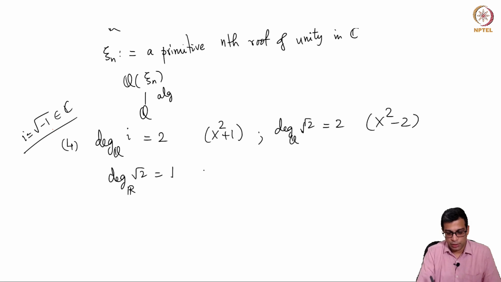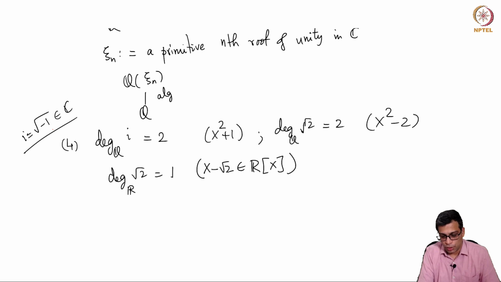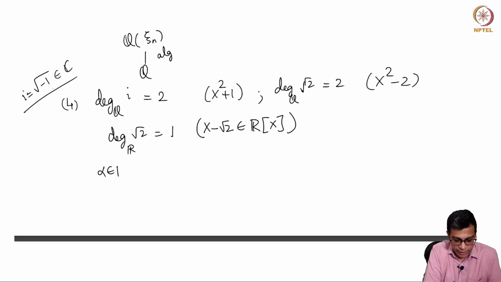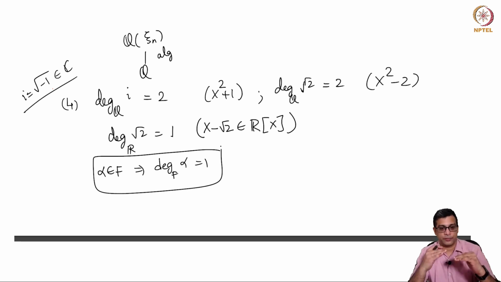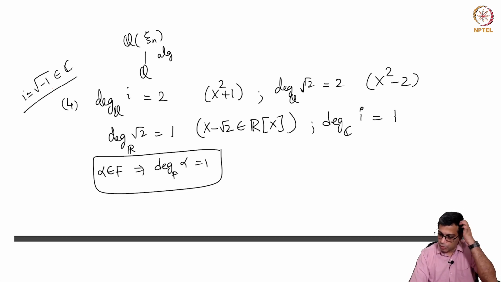I claim this is 1 because x minus root 2 is a polynomial over the base field which has root 2 as a root. So the degree of the irreducible polynomial is just 1. In general, of course, if you have alpha in F, then the degree of alpha over F is always 1, right? So degree sort of tells you how far away it is. If its degree is 1, it means it's in the field itself. Similarly, the degree of i over C is 1.